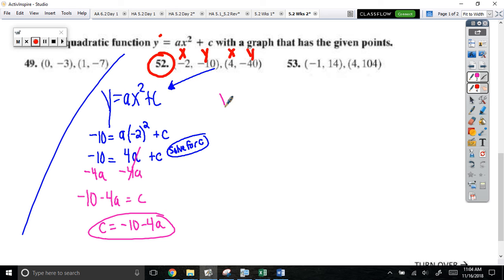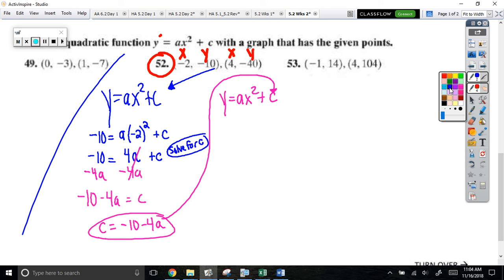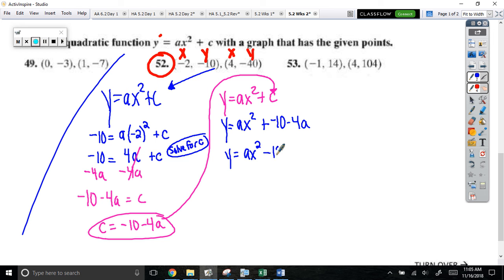Rewrite your equation. And we're going to plug this in as our c variable. So we're going to have y equals ax squared plus negative 10 minus 4a. Normally I don't like double symbols, but we can clean that up next. Okay, so let's clean it up on the next line. y equals ax squared minus 10 minus 4a.